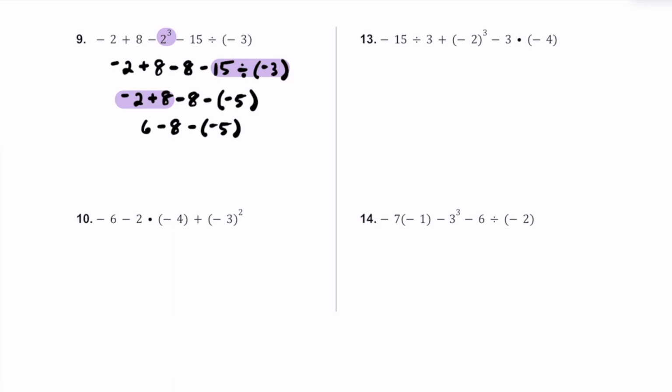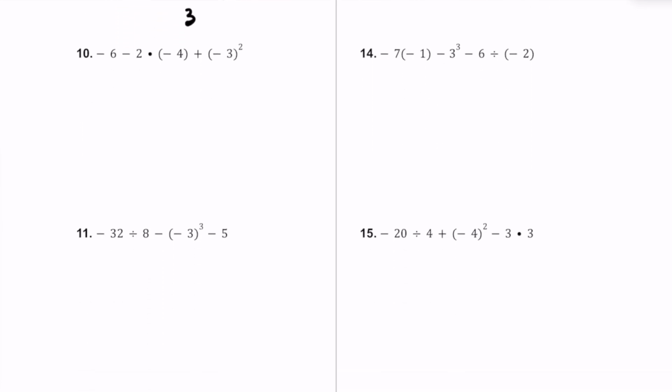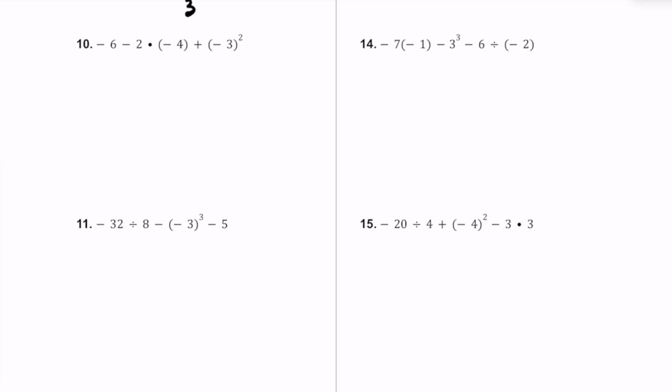Now we have 2 subtraction problems. They're equally important, so go from left to right. 6 minus 8 is going to be negative 2. So we have negative 2 take away a negative 5, which is the same thing as negative 2 plus 5 if you rewrite it as an addition problem, or think about it as an addition problem, and that's going to equal positive 3.